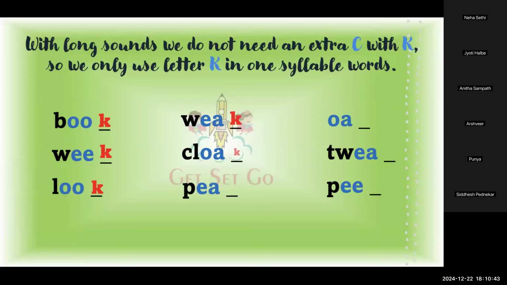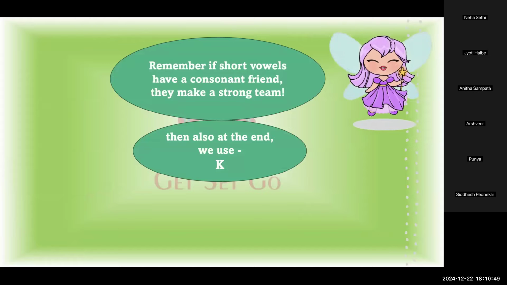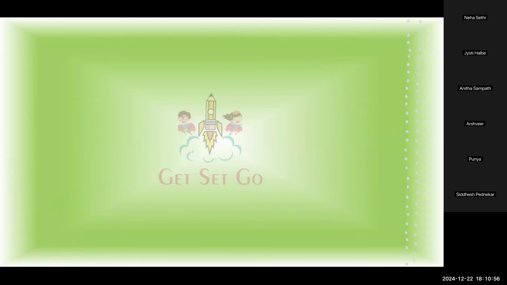Right? And this is for one syllable words again. Then what about the C? Remember, if short vowels have a consonant friend, then also they are a strong team. So if it is a consonant, then also they don't need any C. Only K is enough.